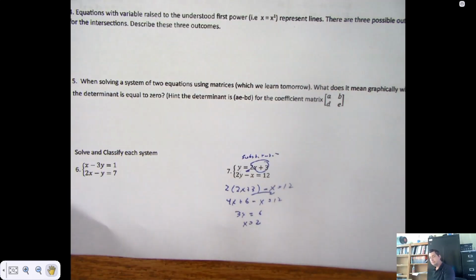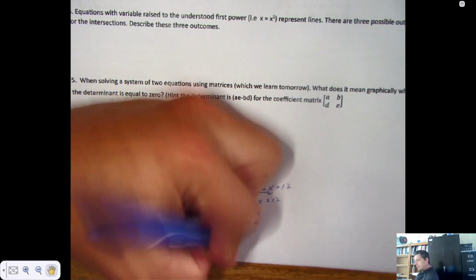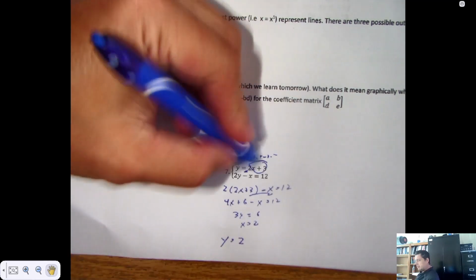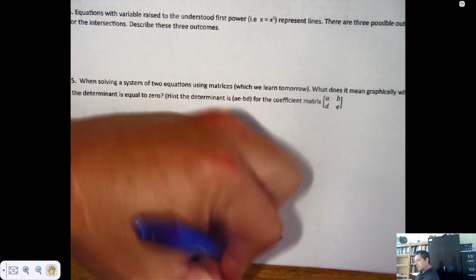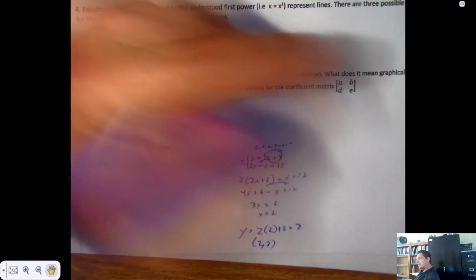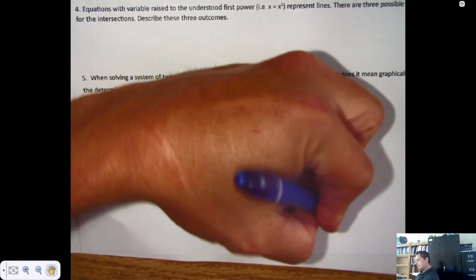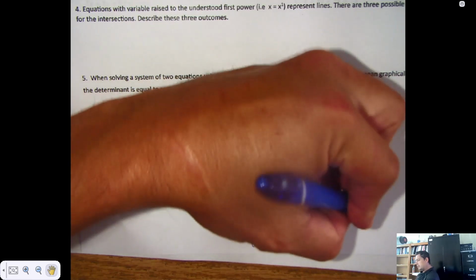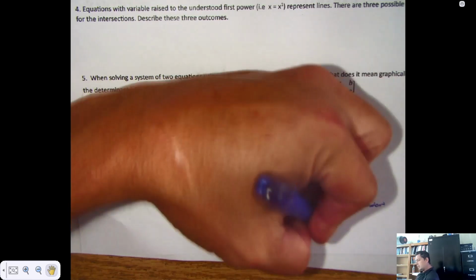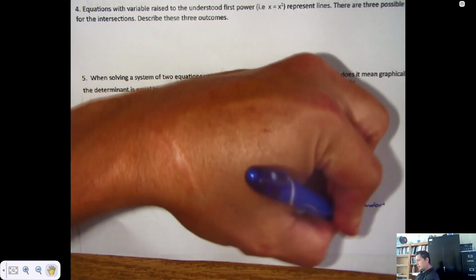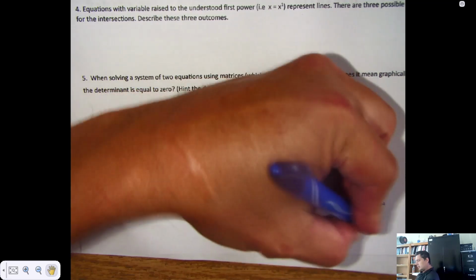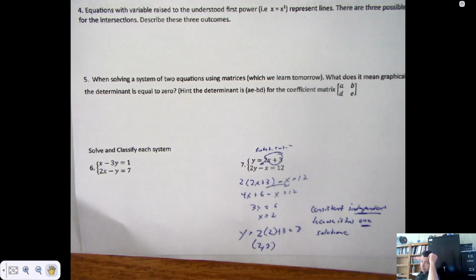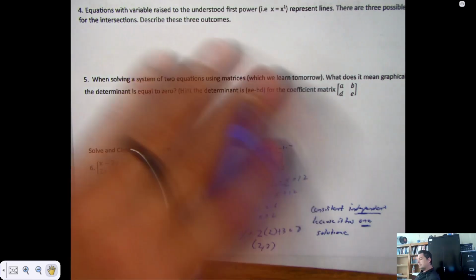So I know it has a solution. That's going to make it consistent independent. The y value, if I plug into the original equation up here, x is 2, should be 7. So we have a solution to 7. We are supposed to classify this. This is consistent, independent, because it has one solution. Independent and one go together. One unique solution. So there's 7.